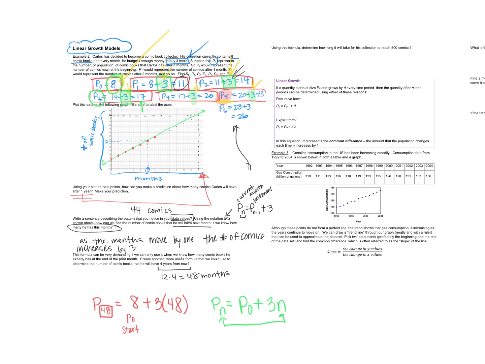So we could actually calculate this. I guess we could. 8 plus 3 times 48, well, 3 times 48 would be 144. So if we add 8 to that, it would be 152.